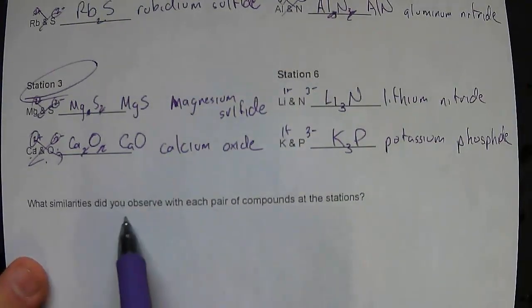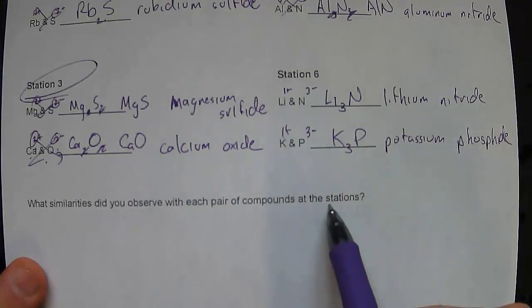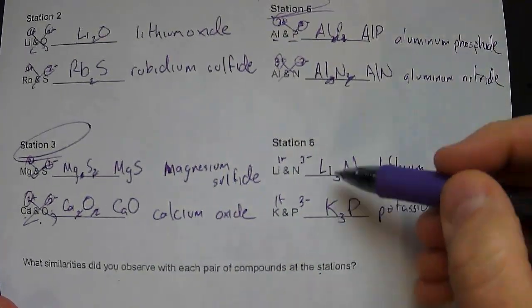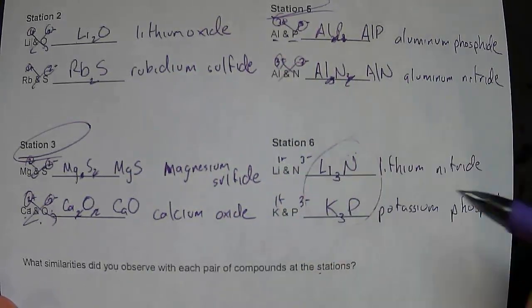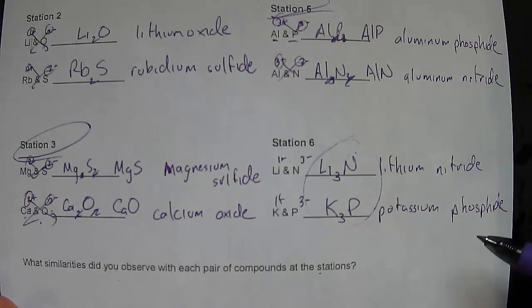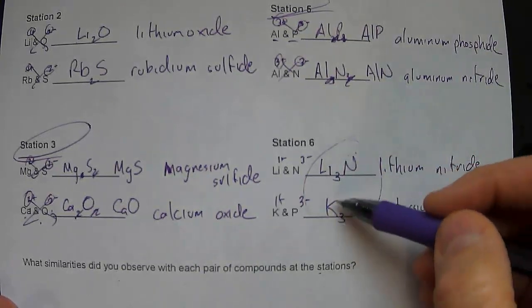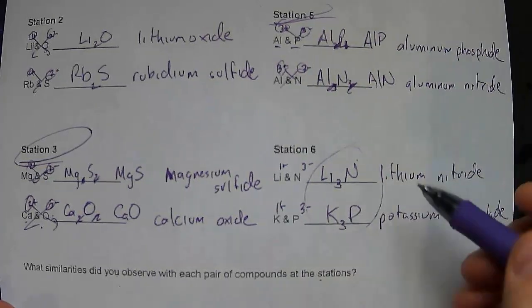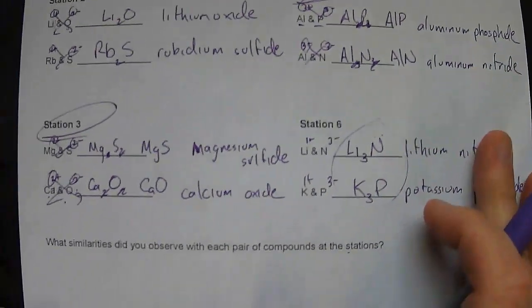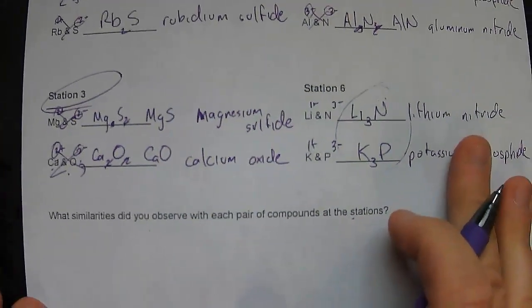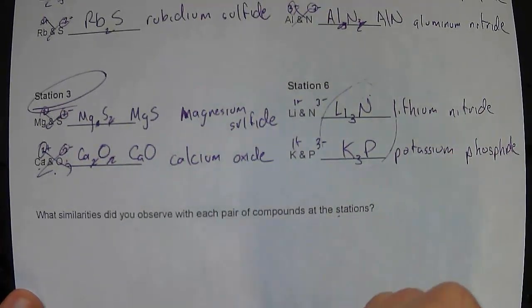And so it asked what similarities you observed with each pair of compounds at the stations. Well, that's what I was explaining as I was doing them. Notice if the elements are in the same family, the formula will look similar. Yes, the elements are different, but the numbers are all the same, and how you come up with the formula, like when you reduce, is the same because they're in the same family. So that's the similarities here. When elements are in the same family, they're going to form similar compounds. Okay? So there you have it. That's the Ionic formulas station activity.